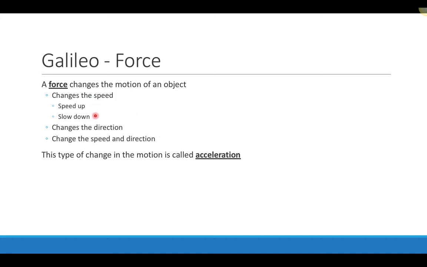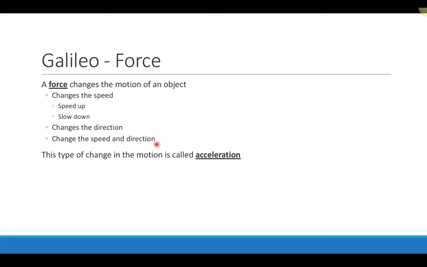So speeding up and slowing down is pretty easy to imagine. Changing direction might be that you're in your car and you're going around a turn. You could be going around that turn at a constant speed, so your car is changing direction but not speed. Or you could be going around that turn with a speed that's changing. You could be slowing down and going around a turn, and that would be changing speed and direction.